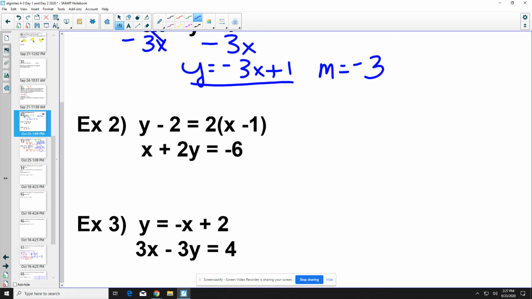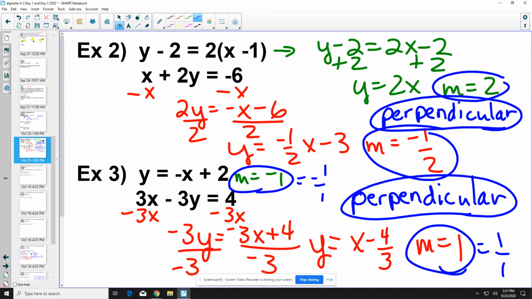Okay, now that you're done, let's check. So on number 2, when you solve that equation for y, first you had to use the distributive property to get 2x minus 2, but then you had to add 2 to both sides. So did you guys get y equals 2x? That means your slope is 2. Then when you solve the second equation for y, you have to subtract x, divide by 2. Did you get y equals negative 1/2 x minus 3? That means your slope is negative 1/2. Well, negative 1/2 and 2 are opposite reciprocals, so those are perpendicular.